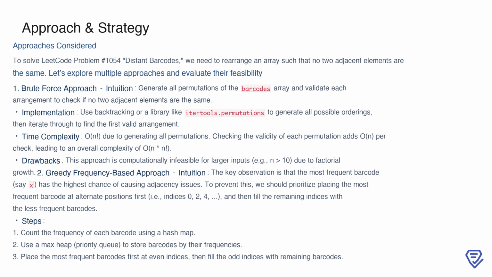A more promising approach is the greedy frequency-based method. Here, the key insight is that the most frequent barcode poses the highest risk of adjacency violations. To address this, we prioritize placing the most frequent barcode at alternate positions, such as indices 0, 2, 4, and so on. This minimizes the chance of any two identical barcodes ending up next to each other. Using a combination of frequency counting, a max heap, and strategic placement, this approach ensures that the most frequent barcodes are handled first, while the less frequent ones fill the gaps in the arrangement.